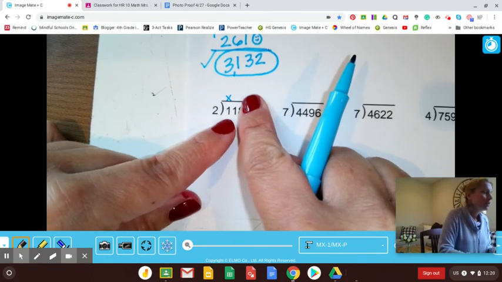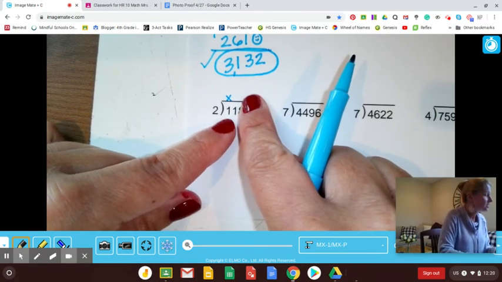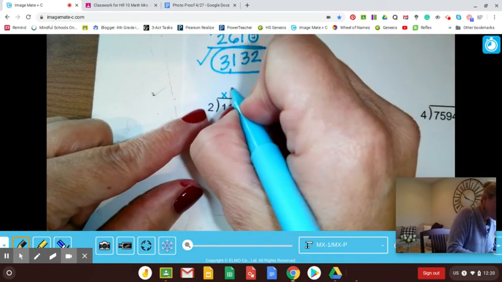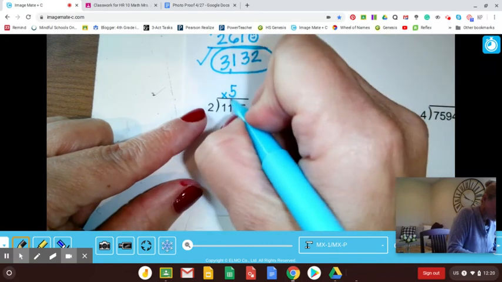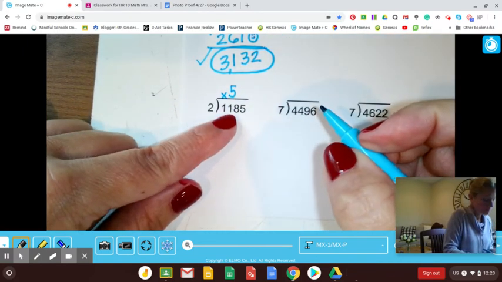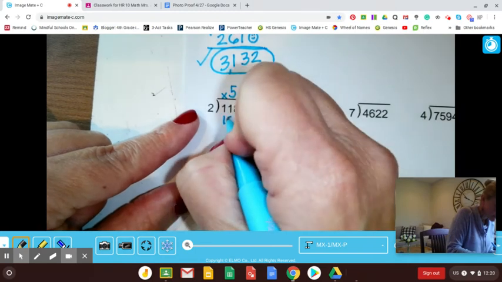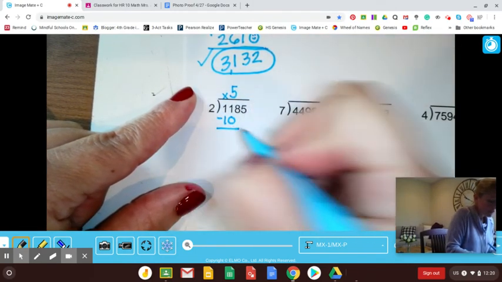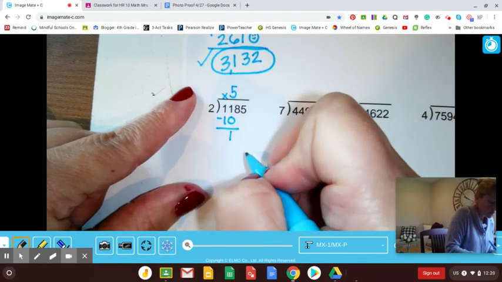Yes, let's see. 2 times 5 is 10. 2 times 6 is 12. That's too high. So I am going to go with a 5. So my 5 is sitting directly over my 1. 2 times 5 is 10. I write it down. And now I'm ready to subtract. 11 minus 10 is 1.